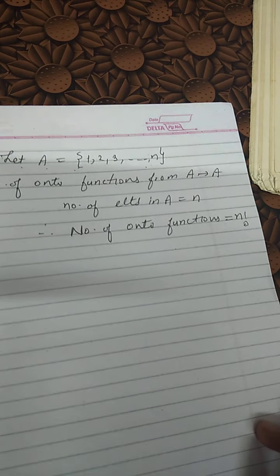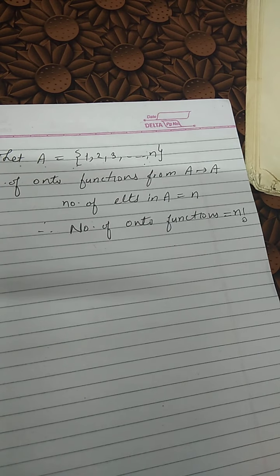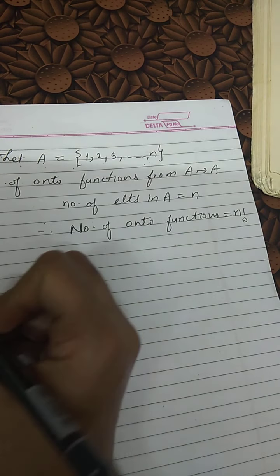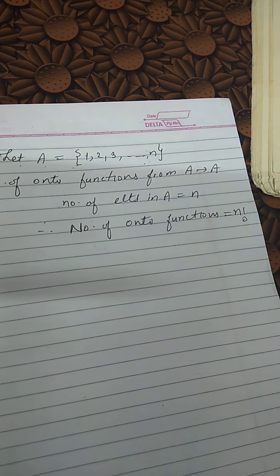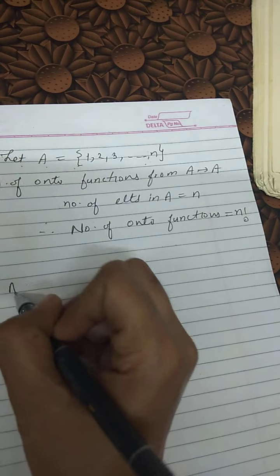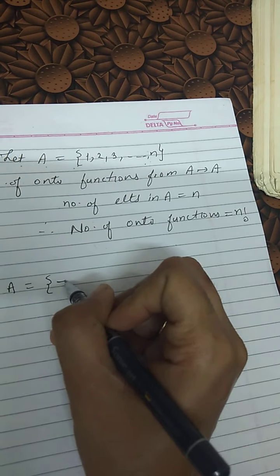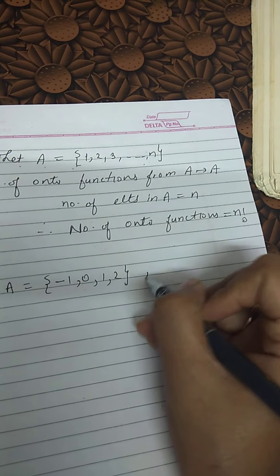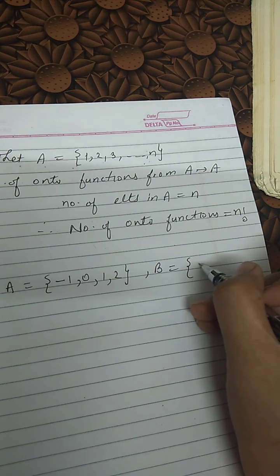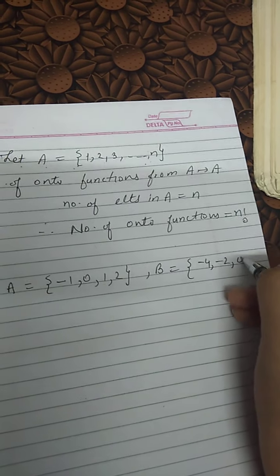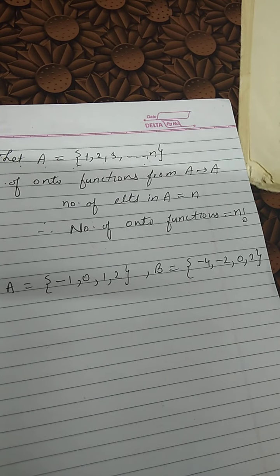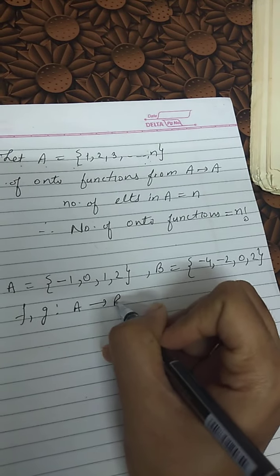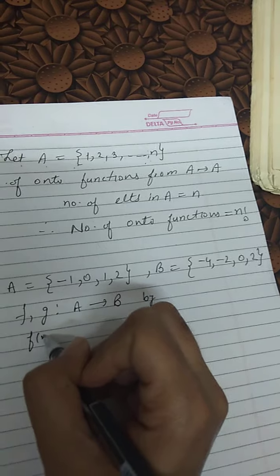Okay, the next sum, that is sum number 15, because 11, 12, 13, 14 are removed from the syllabus now. So we will do sum number 15 now, and sum number 15 says A is a set. A set is given, it is having the elements -1, 0, 1, 2, and there is another set B which is having the elements -4, -2, 0 and 2. And f and g both are defined from A to B.